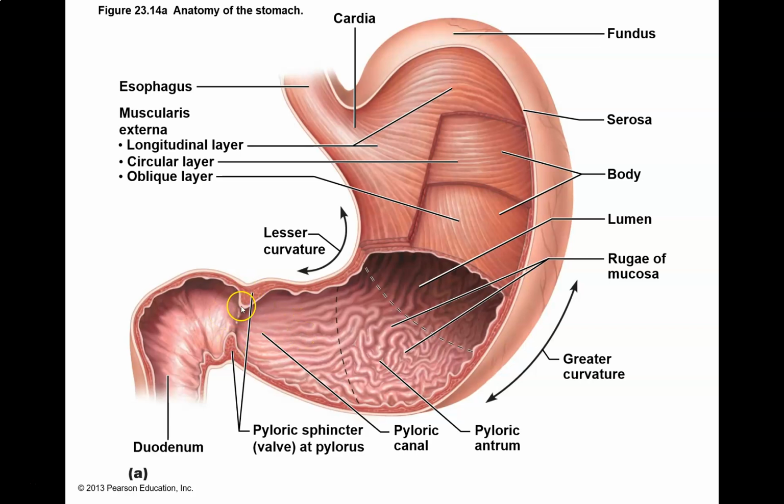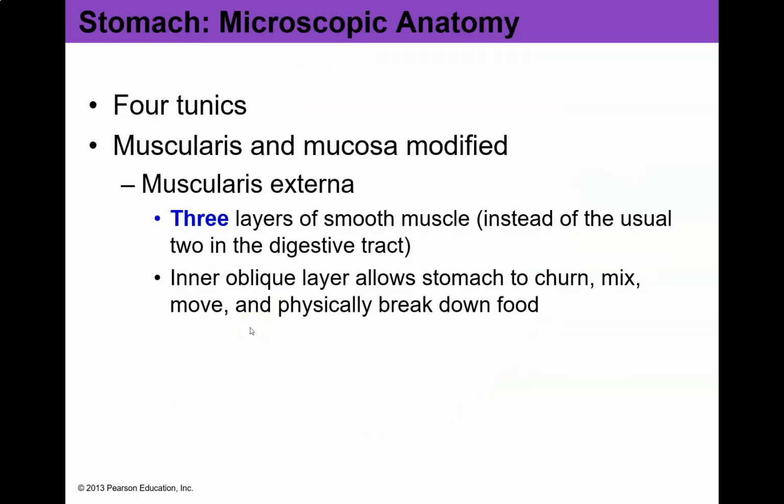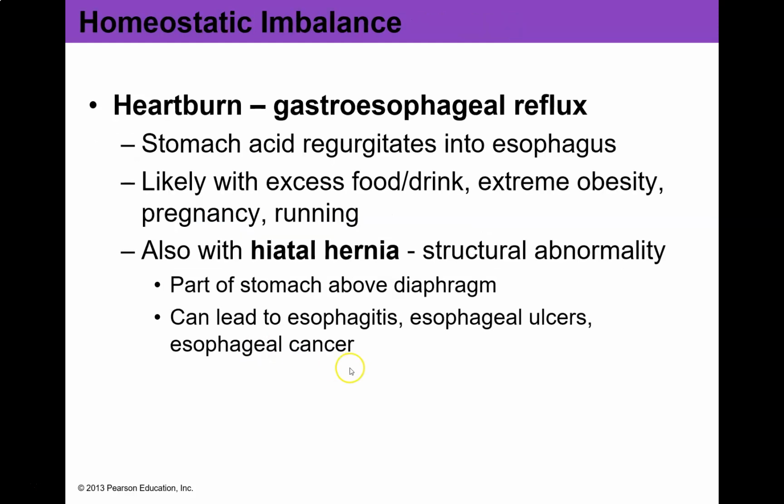There's a valve or sphincter here between the stomach and the first part of the small intestine, the duodenum, and that's called the pyloric sphincter. And as we'll see, waves of peristalsis, or waves of muscular action, will cause that valve to open. So we just mentioned that.